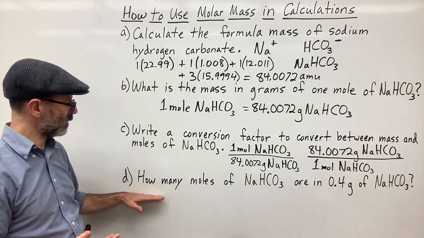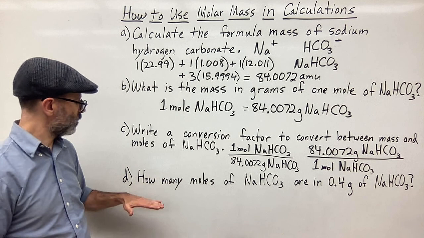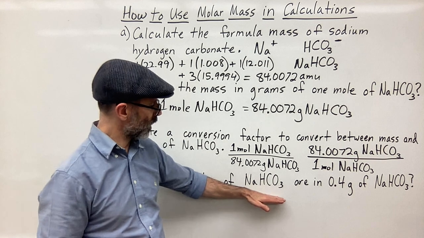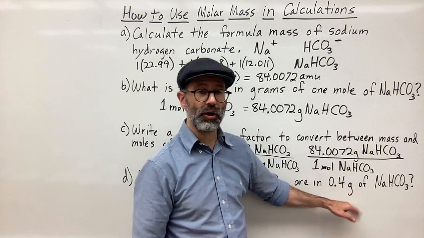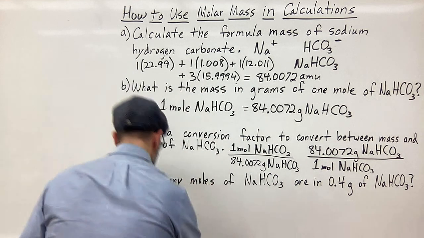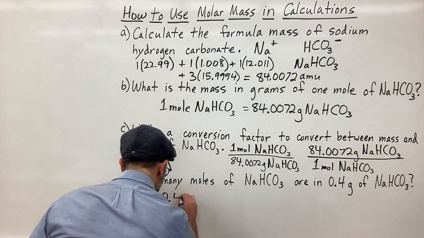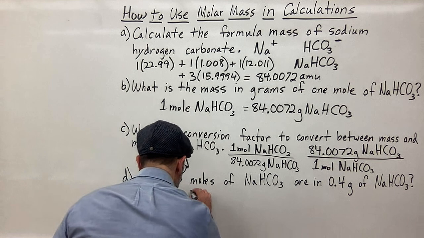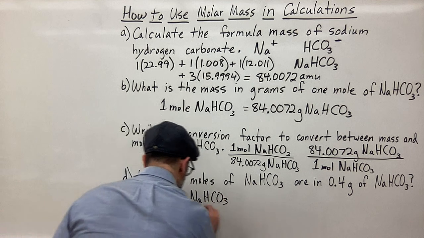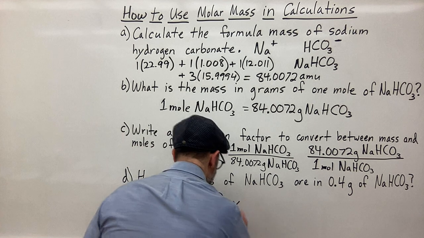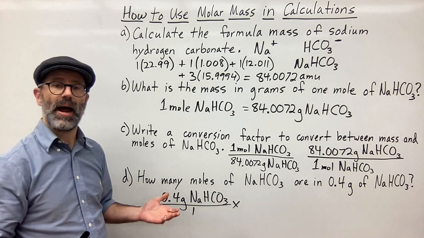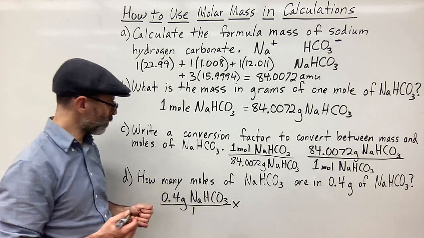So here they're asking us to actually convert something. So they want to know how many moles of the NaHCO3 are in 0.4 grams of this substance. So we're going to have to start with 0.4 grams of the sodium hydrogen carbonate over 1. And since they want moles, we got grams, so we just need to use molar mass as a conversion factor. So this is a one-step problem.